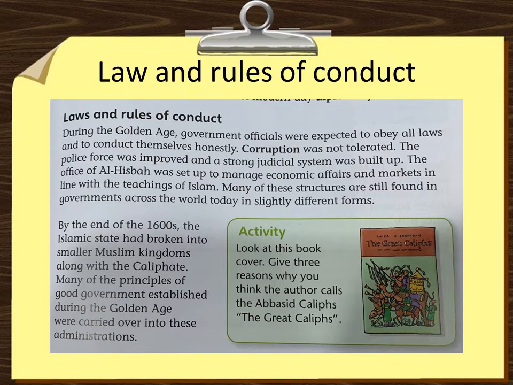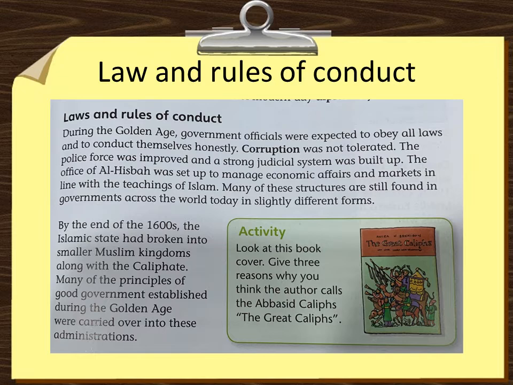The law and rules of conduct. Let's have a look at your book, at this page, please. I will be mentioning for you some important notes here as well. Laws and rules of conduct. During the Golden Age, government officials were expected to obey all laws and conduct themselves honestly. So the word honestly here is very important, okay? So the people have to be honest.